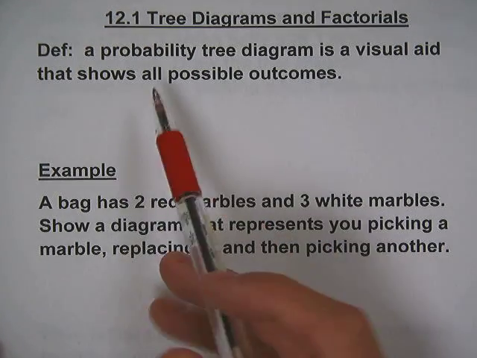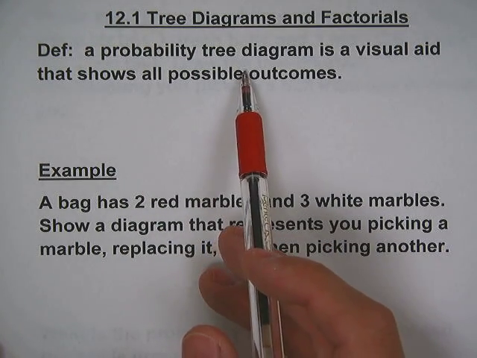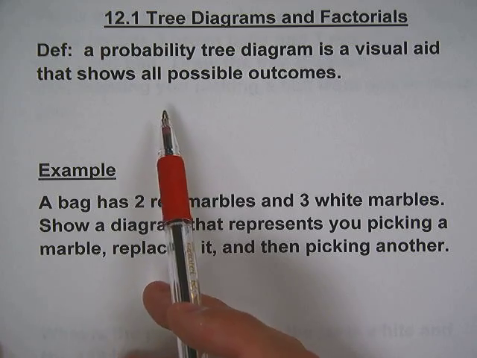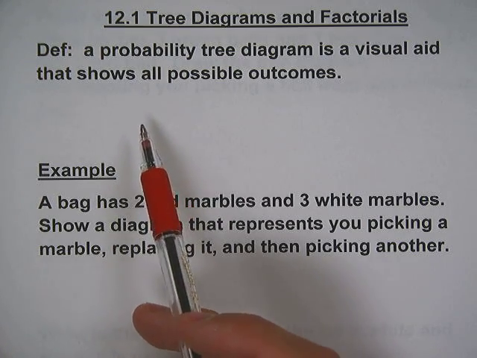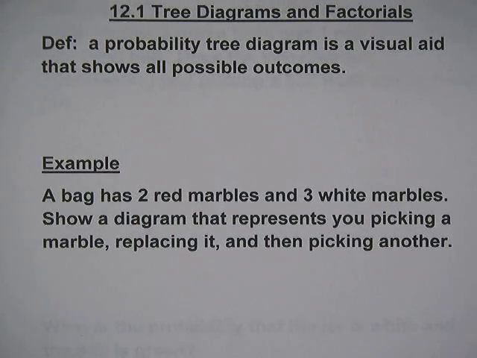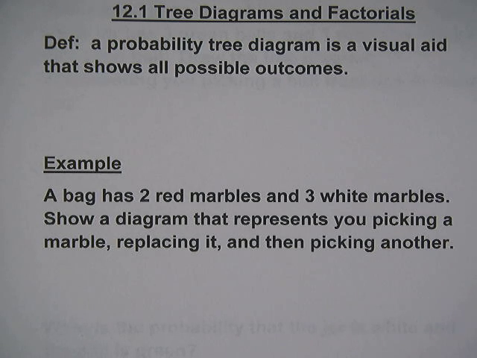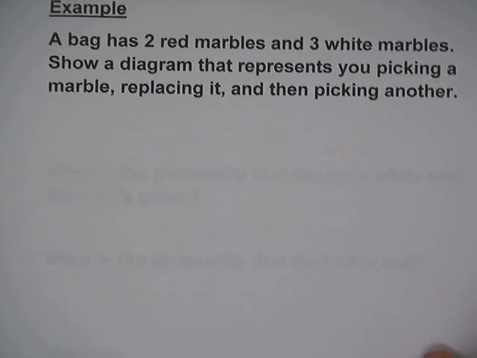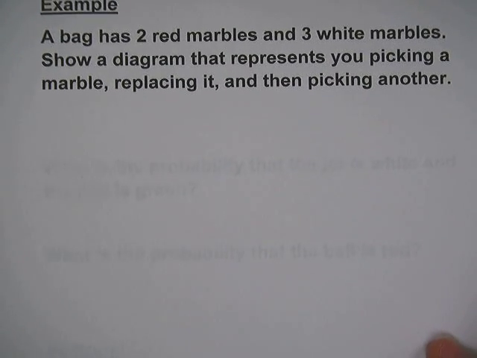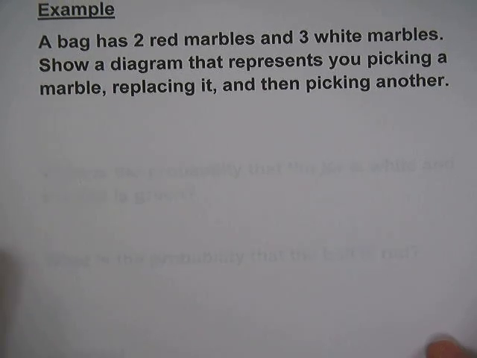A tree diagram is a probability tree. It's a visual aid that shows all possible outcomes. So that's really what it is. It's just a visual aid. It helps you visualize something that could have many possibilities. So for example, we'll do some pretty simple ones to get the point across.